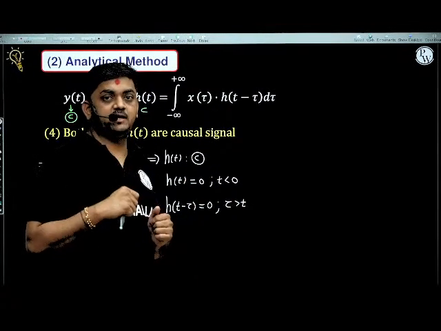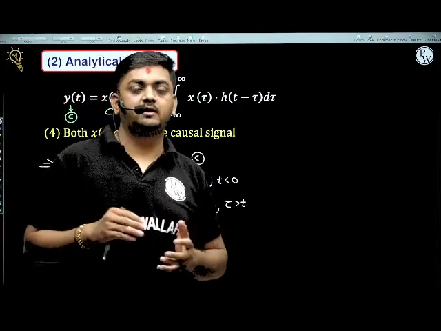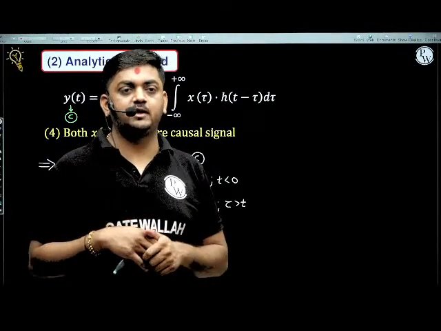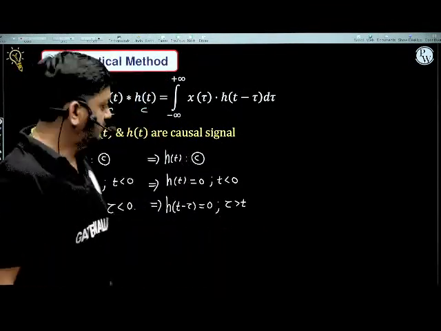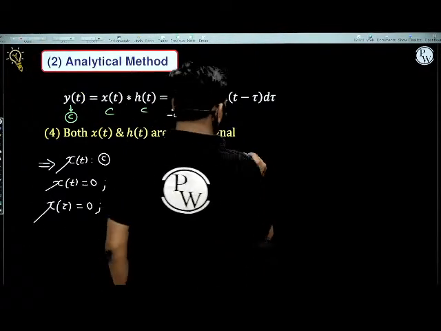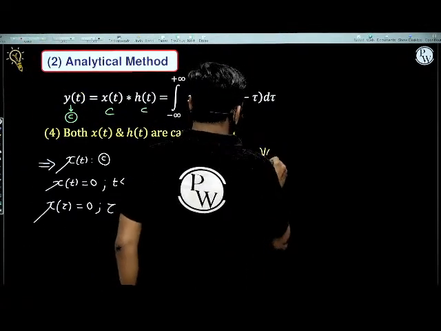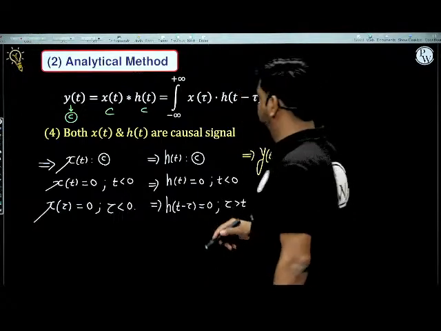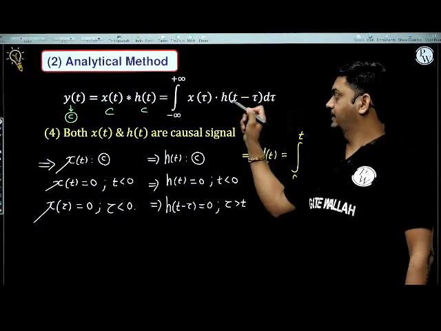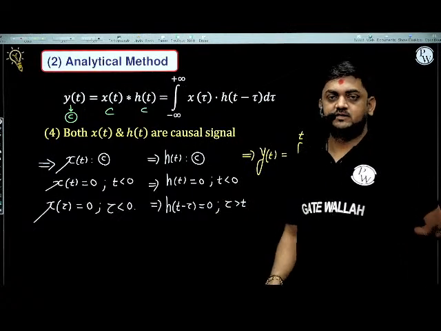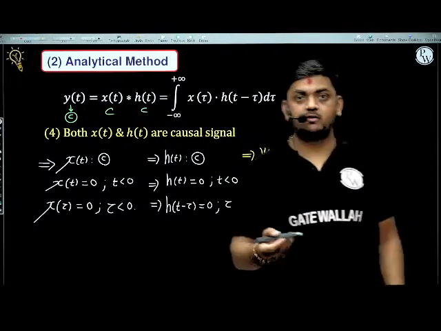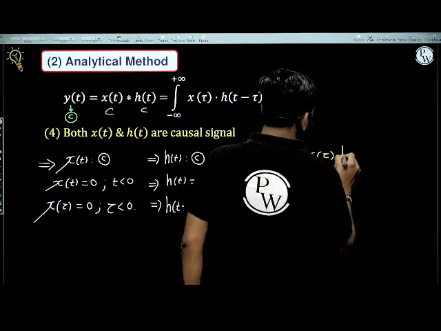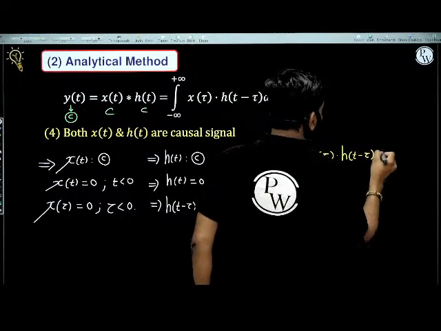Now between 0 and t, guys, both x of tau and h of t minus tau are non-zero. So that's why answer of integration is also non-zero, correct? So here we can say there is a change in both the limits. The answer of integration will be non-zero between 0 and t. So simply put the amplitude of x of tau and h of t minus tau and change both the limits. Limit will be 0 to t if both are causal signals. So x of tau into h of t minus tau d tau.